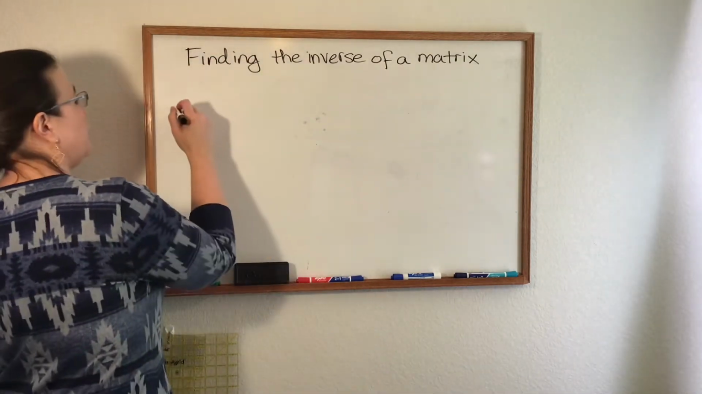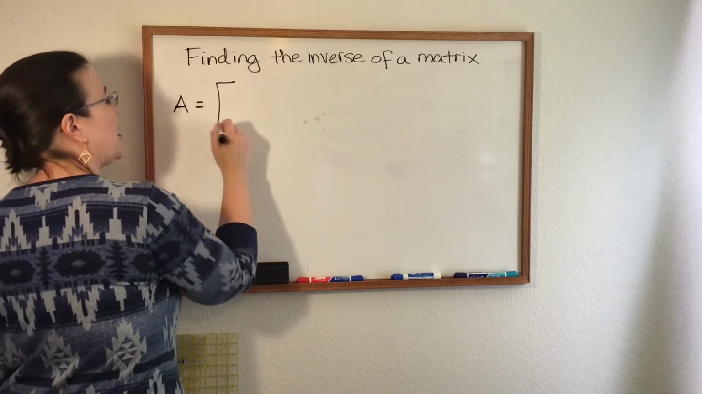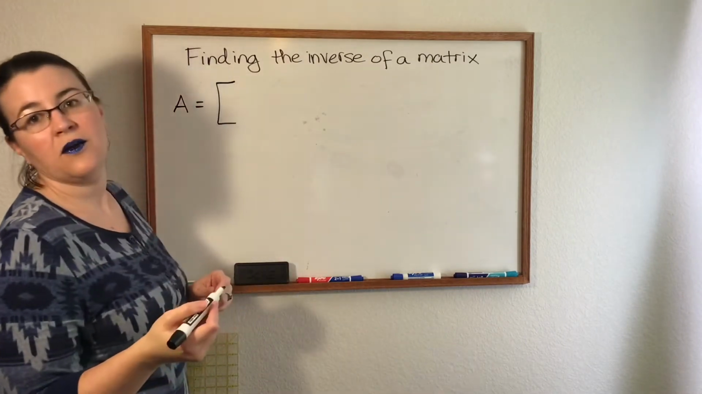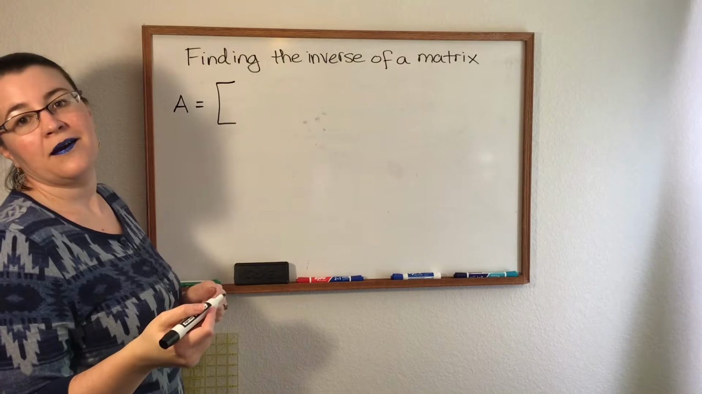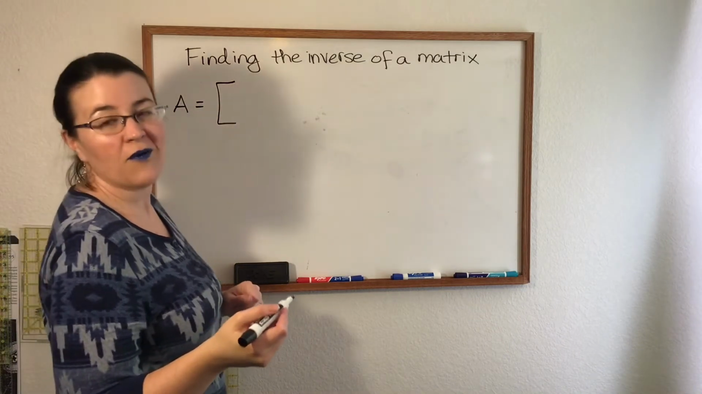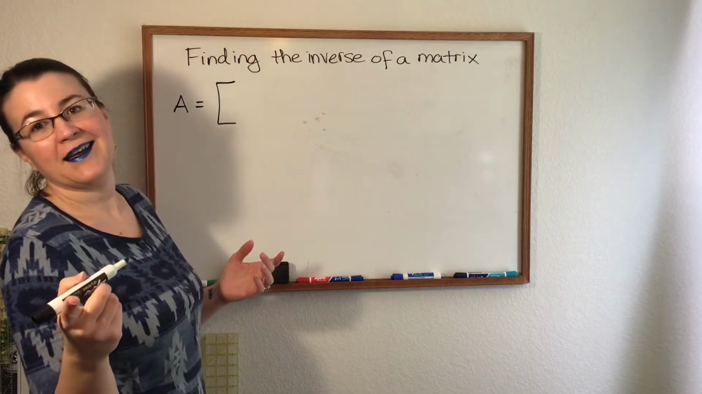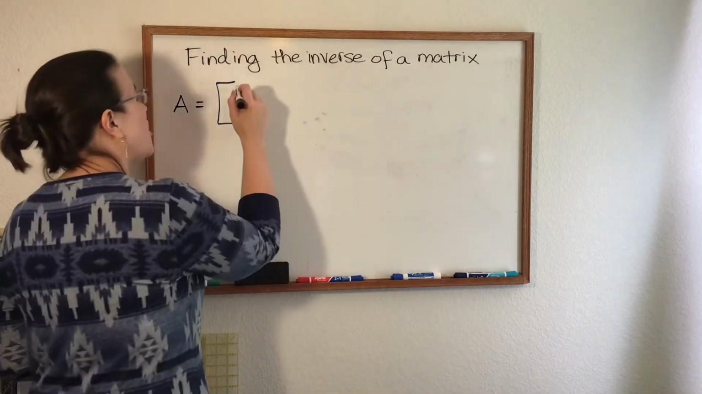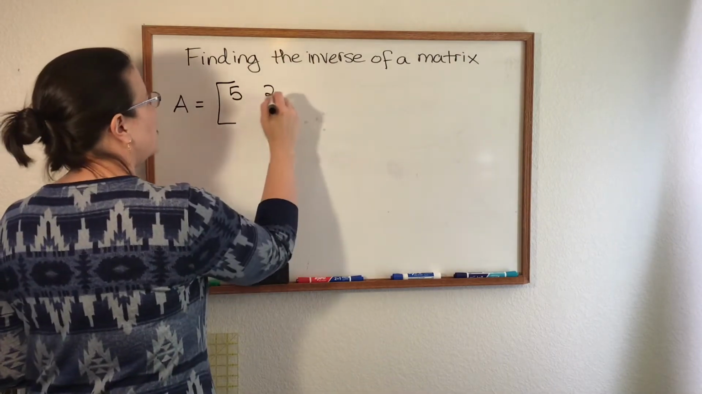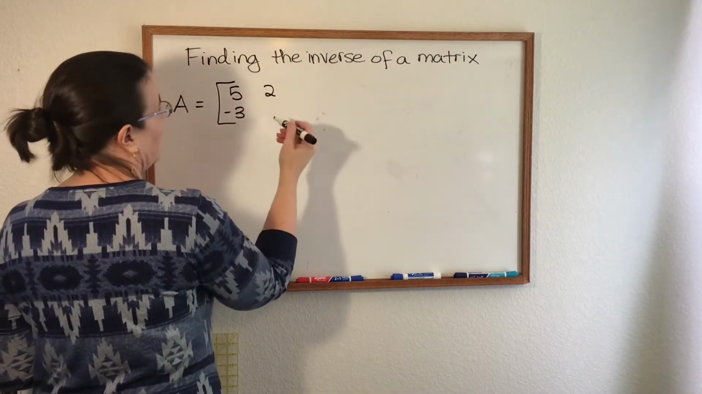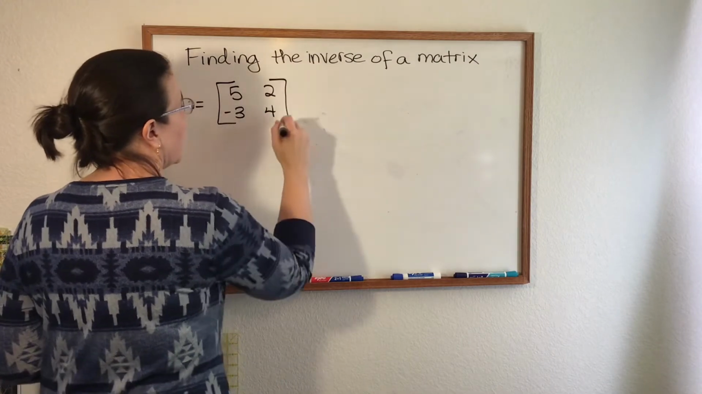So for a matrix, you can just pick whatever numbers make you happiest. What number makes you happy? No, I want you to know what number makes you happy. 5. 5, okay. So we could do like 5, 2, -3, and 4, something like that.